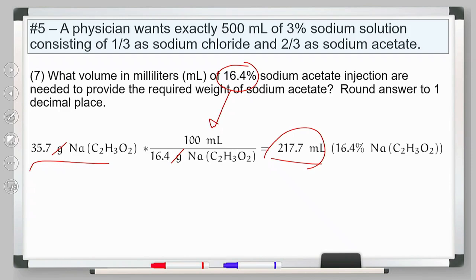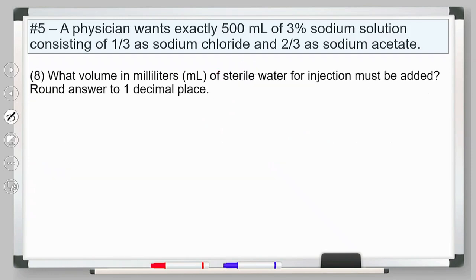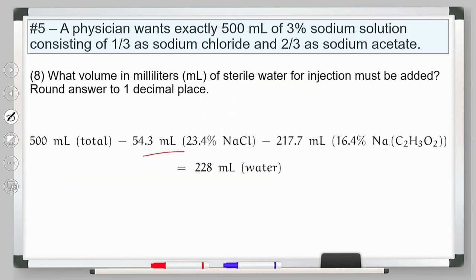So I now have 2 volumes. I have a volume for my sodium chloride. I have a volume for my sodium acetate. Let's add those up. Basically, I'm going to take all of those and subtract them from the total. Remember, the whole point was to make 500 milliliters.